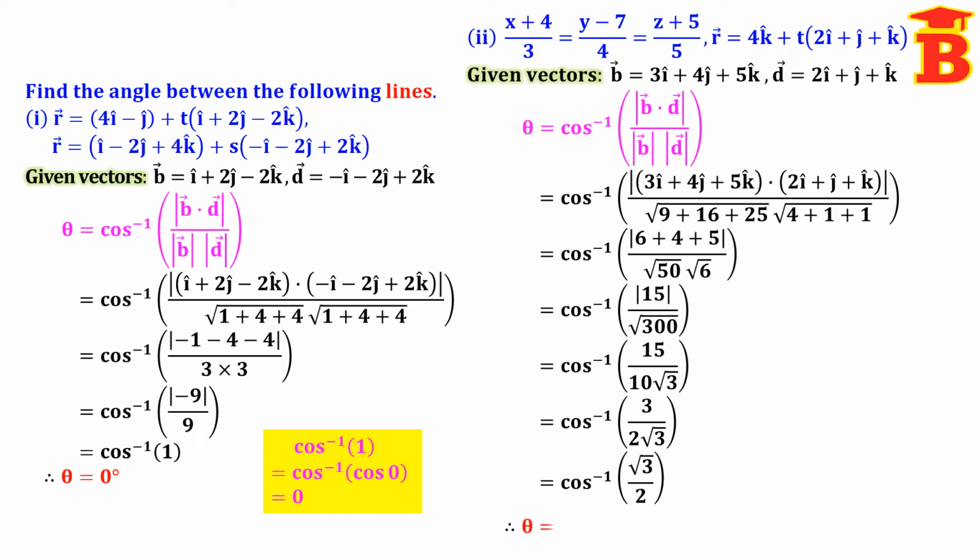Cos pi by 6 is root 3 by 2. Therefore, the angle theta equals pi by 6.